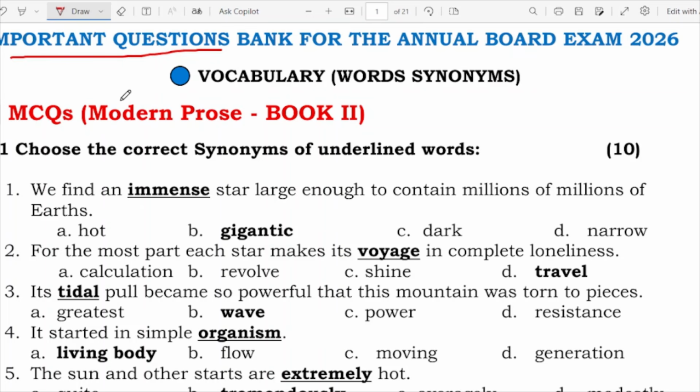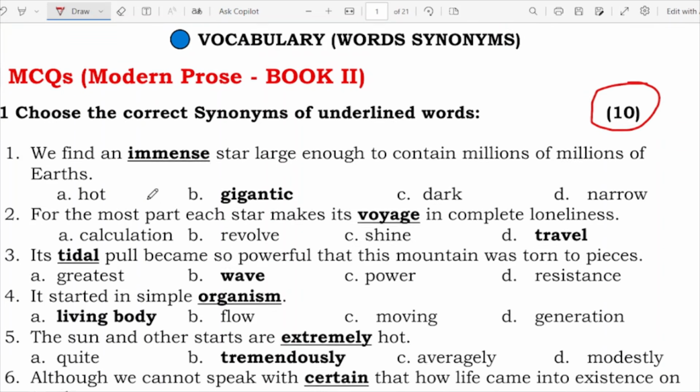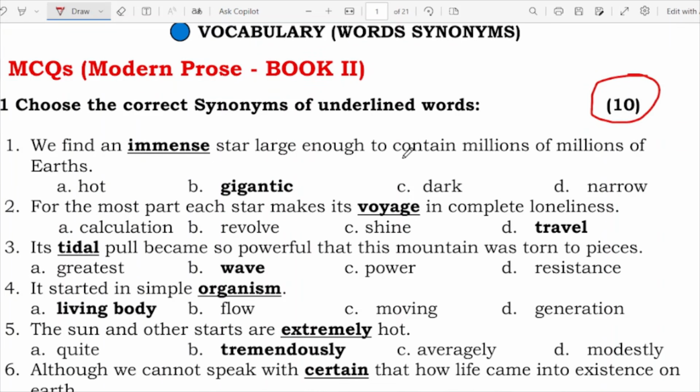Now let's get started. Here you will be given 10 MCQs to mark. You can get 10 out of 10 over here. The first one: we find an immense star large enough to contain millions of earths, but we have to find the synonym of immense, and that is B, gigantic.